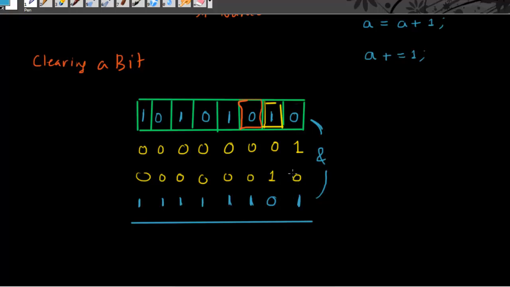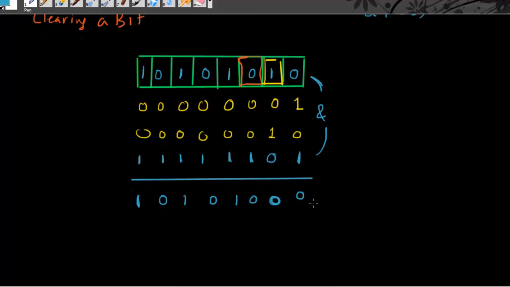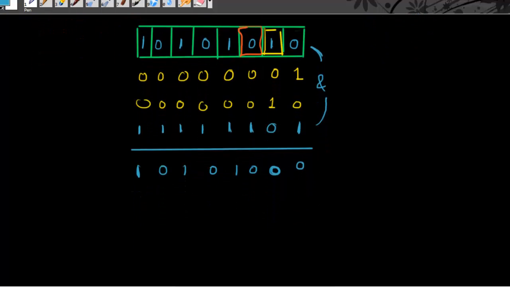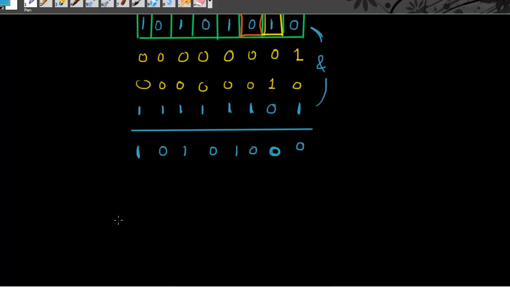Now if we AND this with this, it would be 0. 0 ANDed with 1 is 0. For the AND operation, if one of the inputs is 0, the output would be 0. Now for this, it would clear this bit as required, and the rest of the data would remain as it is because it is ANDed with 1. So this would be 0, 1, 0, 1, 0, and 1.